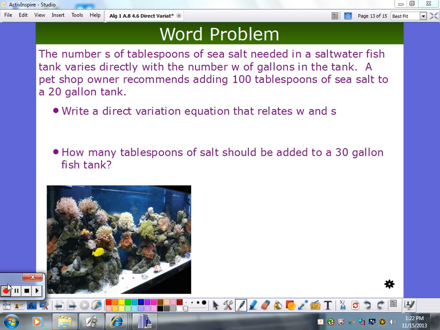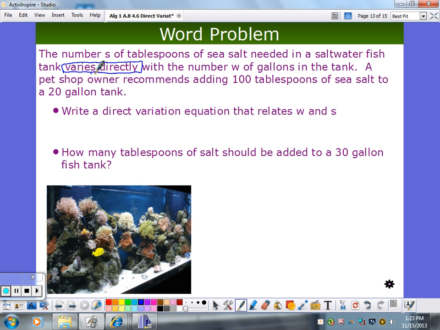So it's telling you the number of tablespoons. The number of tablespoons of sea salt needed in a saltwater fish tank varies directly with the number of gallons. So varies directly. So what you want to do is zone in on that. You're going to underline it. You're going to circle it. You're going to do what you need to do to make sure you understand. This is a direct variation we're talking about.